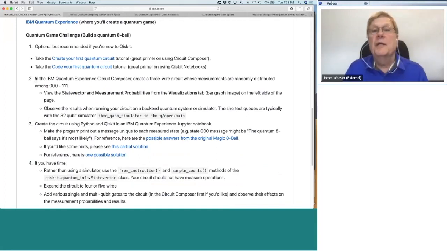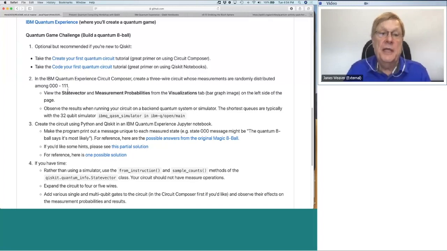You're going to make a quantum 8-ball, and it'll be a command line kind of notebook-based application. So you're going to go into the quantum experience circuit composer. The first thing is you're going to create a circuit to do that. You'll create a 3-wire circuit, and you're going to drag and drop the gates onto the circuit, go through these steps, and then every time you run that, it's going to come up with some answer between 0, 0, 0 and 1, 1, 1, representing the 8 states of your magic 8-ball.